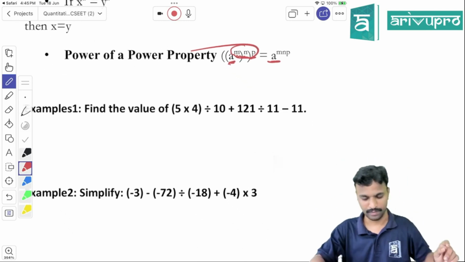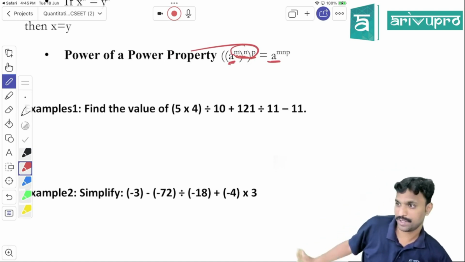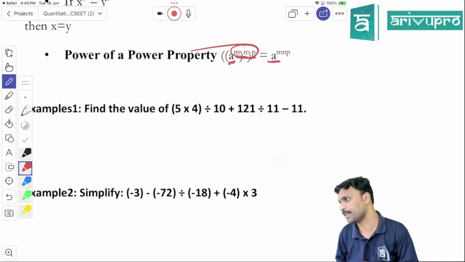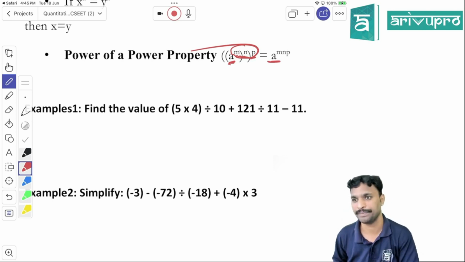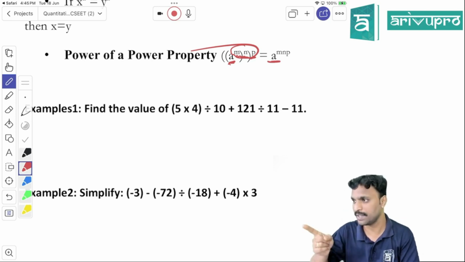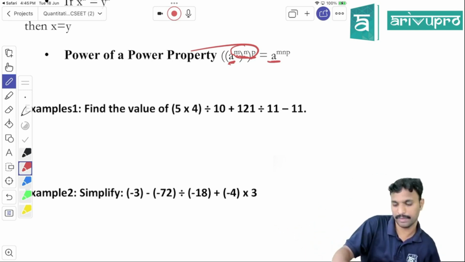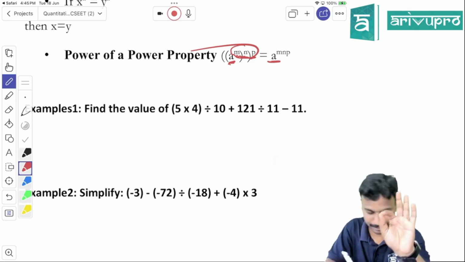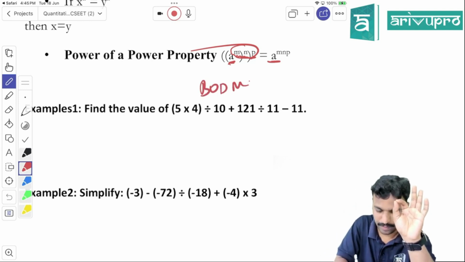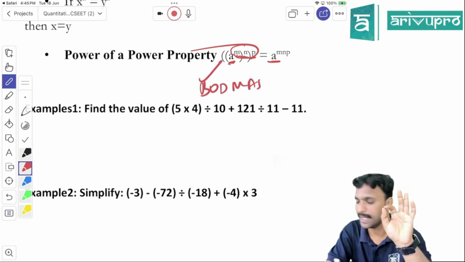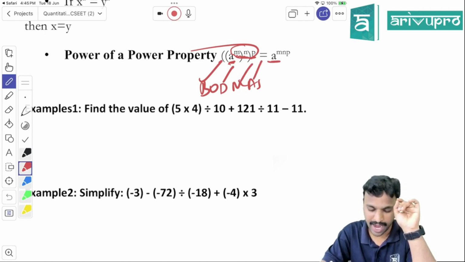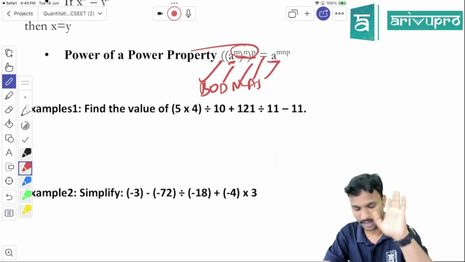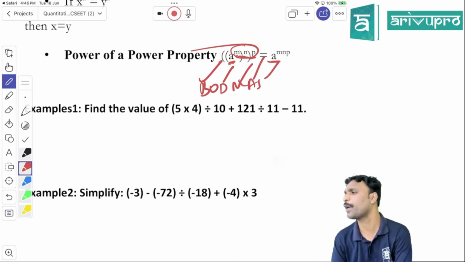Okay. Now, let's solve some questions based on these arithmetic operations. And for solving such questions, you must know what? BODMAS rule. Brackets, division, multiplication, addition, subtraction. You know that, right? BODMAS rule says brackets. First, you have to give the priority to brackets. Then D for division. Then multiplication. Then addition. Then subtraction.